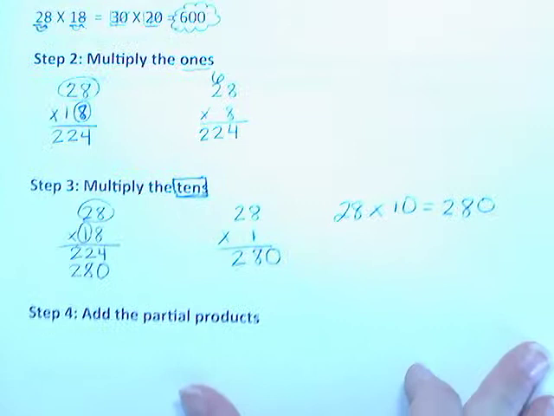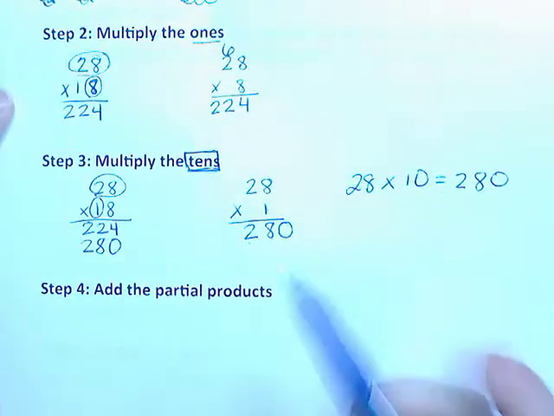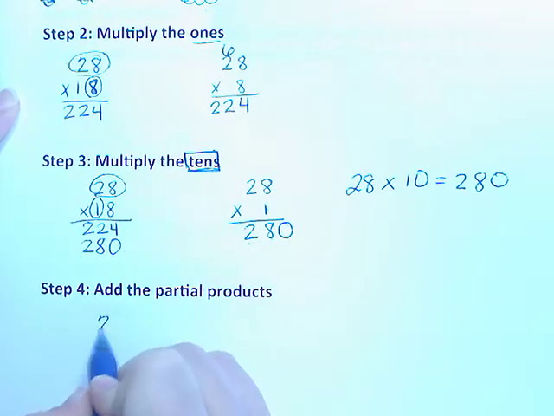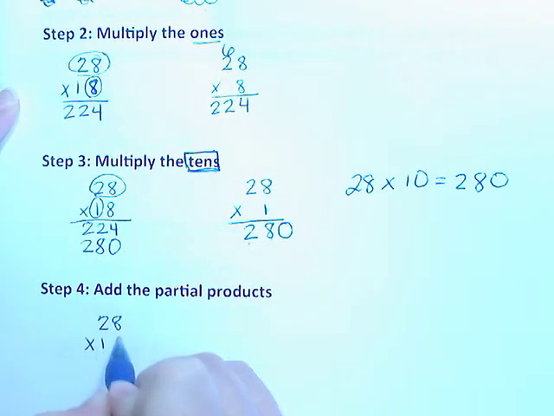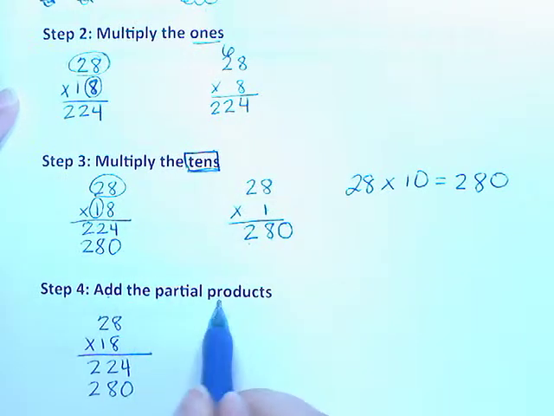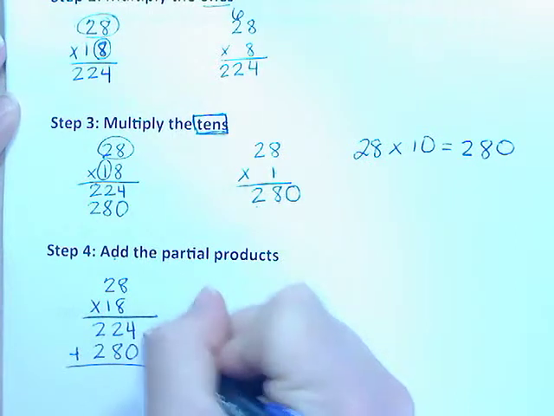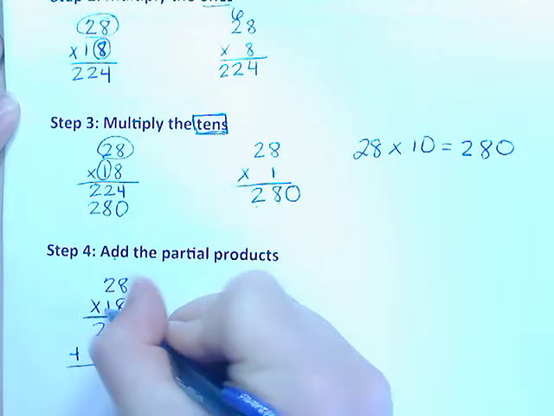So your last step is you are going to add your two partial products. Let me go ahead and rewrite my problem to keep my steps in order, so when you look back at this, you'll know exactly what you had to do at each step. You're going to add your partial products. That means that you're going to add the two products you got from multiplying your 1s and your 10s.